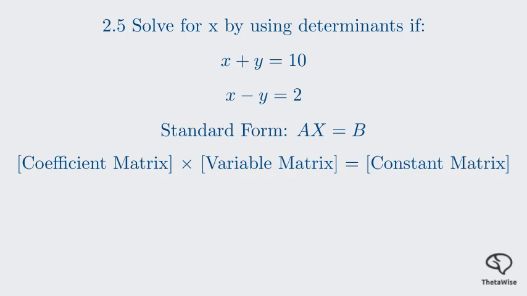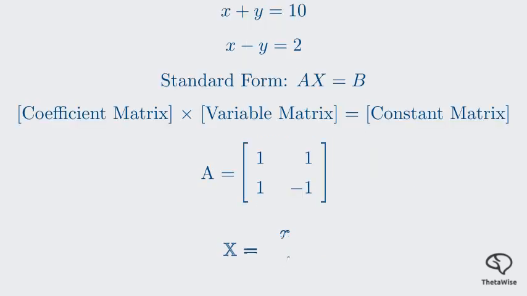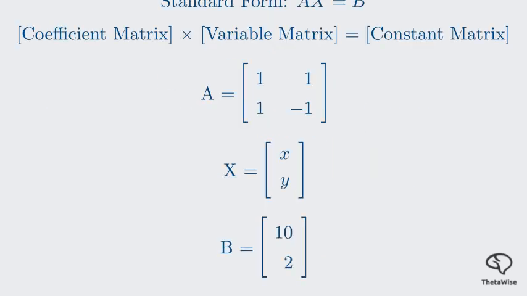Our equations are already in standard form where all variables are on the left and constants are on the right. Let's construct these matrices. The coefficient matrix A is formed by the coefficients of x and y. So we have 1 and 1 from the first equation, and 1 and negative 1 from the second. The variable matrix X is simply the column matrix of our variables, x and y. And the constant matrix B is the column matrix of the constants on the right side, 10 and 2.